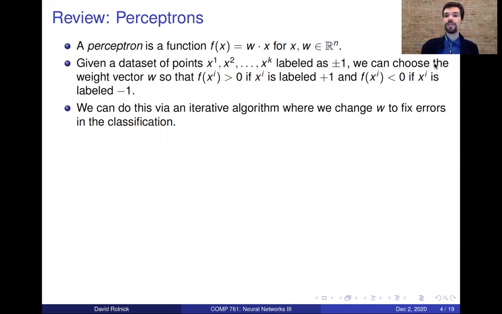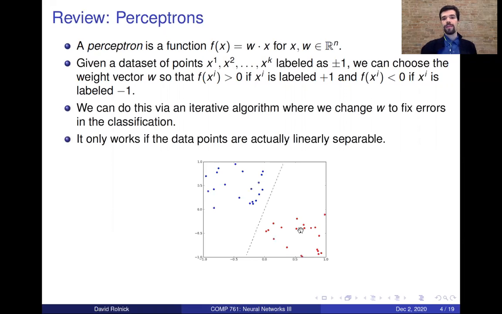And we can find a weight vector W that works via an iterative algorithm, the perceptron learning rule, where we change the weights to fix particular data points that were misclassified. So the goal is to find a hyperplane where everything on one side is the +1s and everything on the other side is the -1s. But it only works if the data points are actually linearly separable at the start. Otherwise, the perceptron learning algorithm might not work.